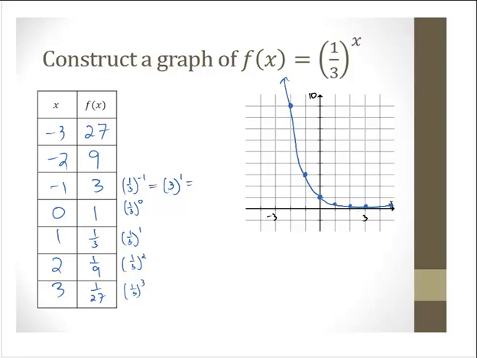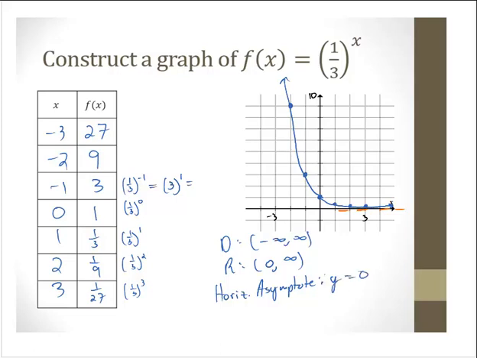Again, we have the horizontal asymptote at y equals 0. So again, we have the domain, negative infinity to infinity, range, 0 to infinity, and horizontal asymptote at y equals 0.